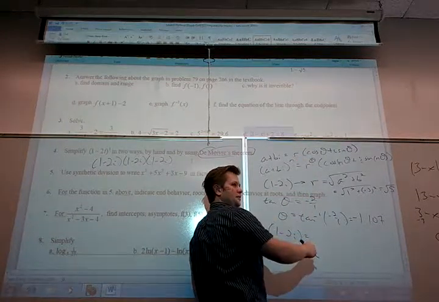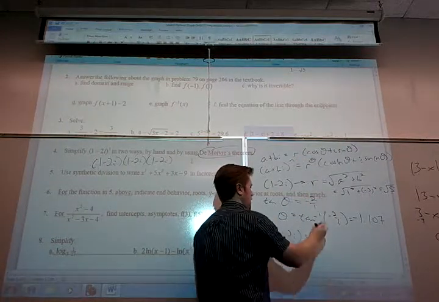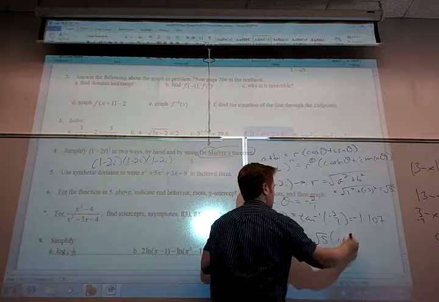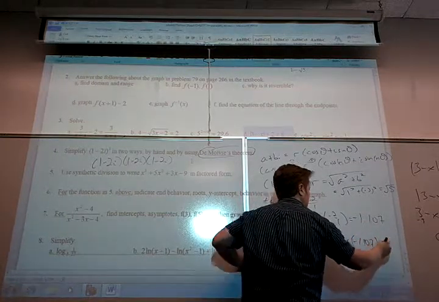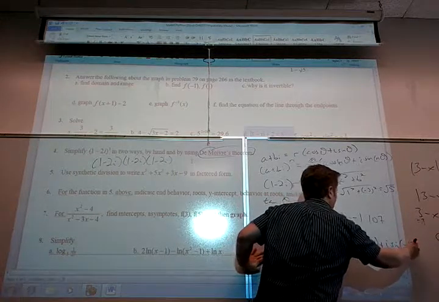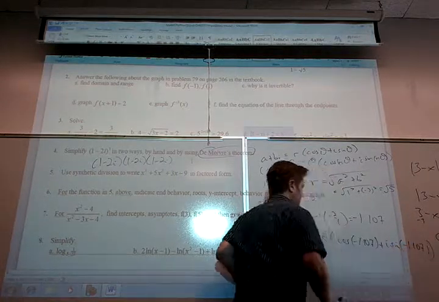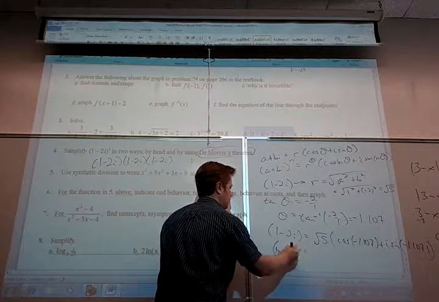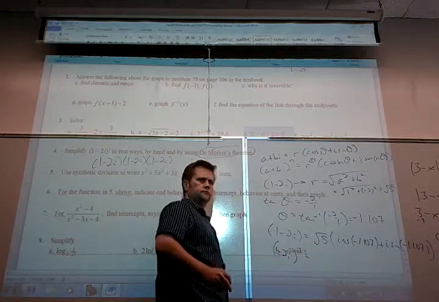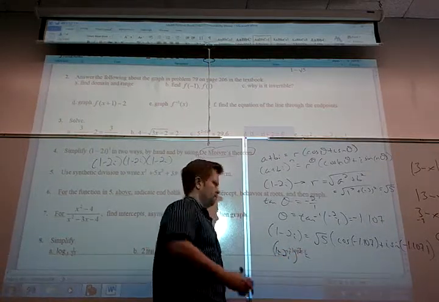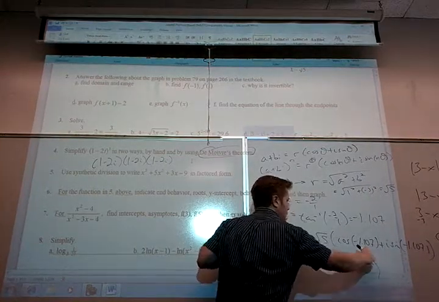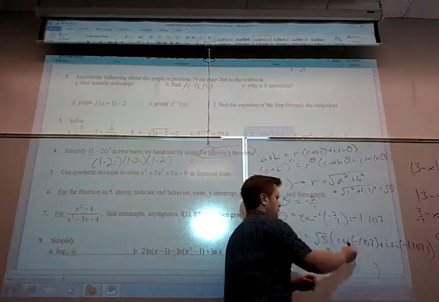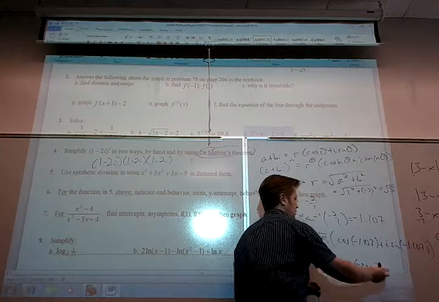R, root 5, cosine of theta plus i sine of theta. Here it is. So how do I do 1 minus 2i to the 3rd power? Root of 5 cubed, cosine of 3 times that. 3.321. Thank you.